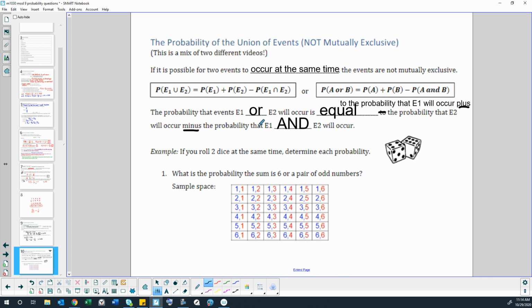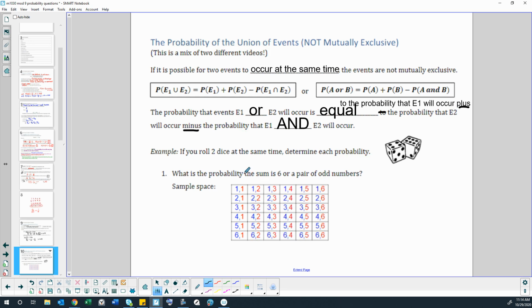Example, if you roll 2 dice at the same time, determine each probability. The first thing I want to bring to your attention is this thing here, which is called a sample space. Let's say that the blue numbers represent one of our dice, and the red numbers represent our other dice, right?